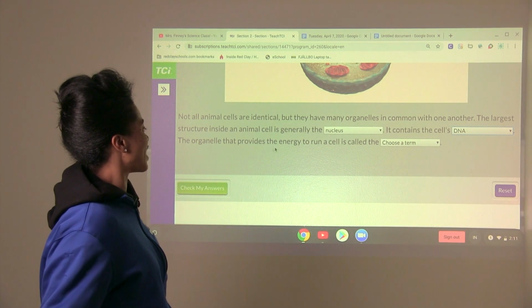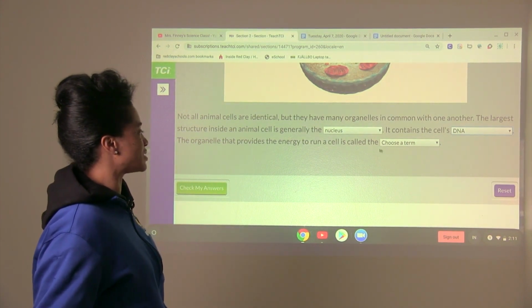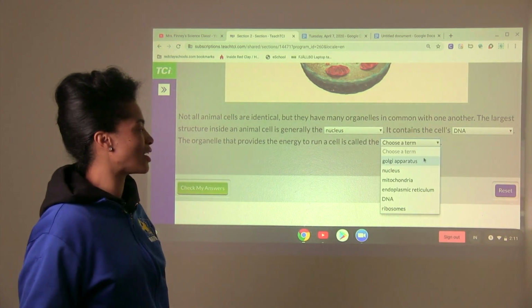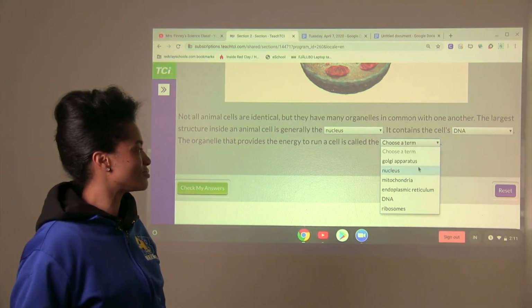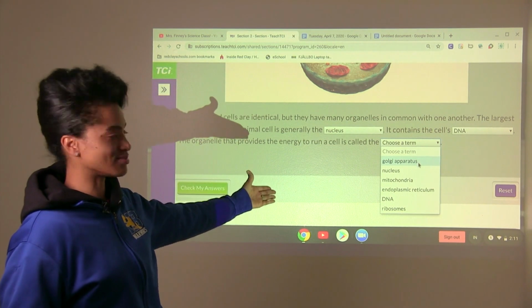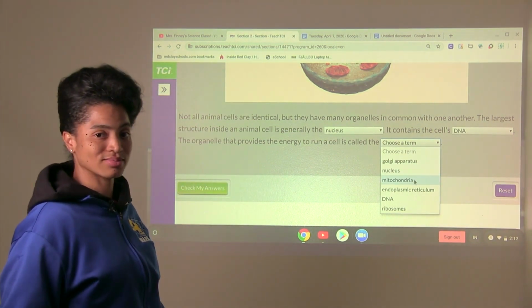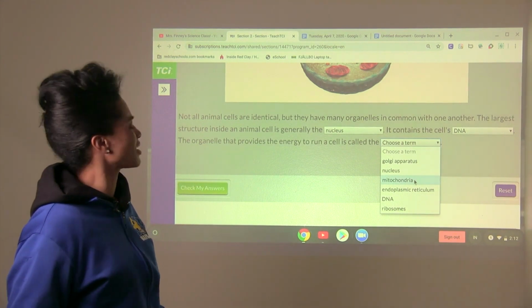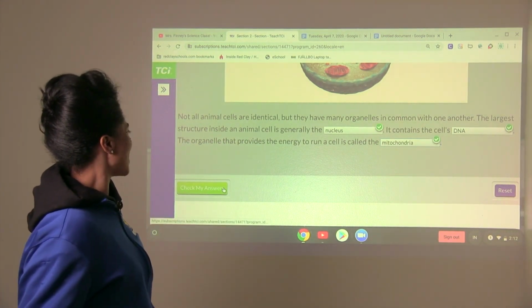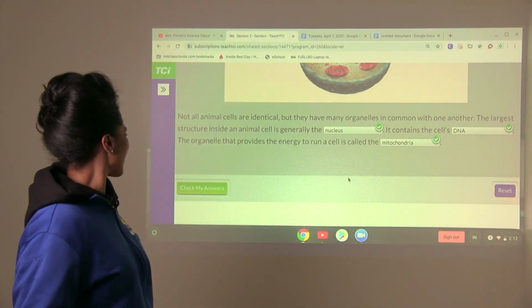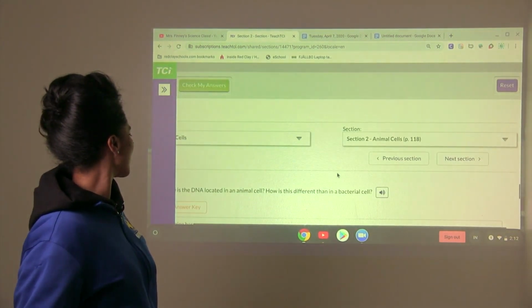The organelle that provides the energy to run a cell is called the... Come on now. This one? This one? You sure? Are you sure about that? Okay. All right, we can go with that one. And we check our answers and we are correct. Good job. Nice work. Okay, so that was just a quick check for understanding.